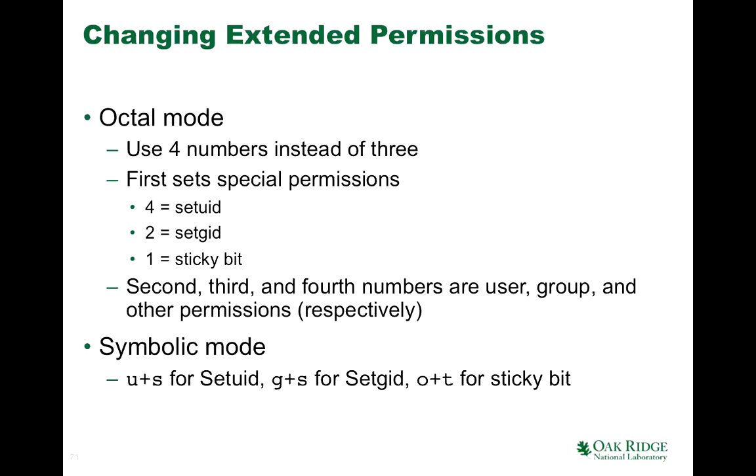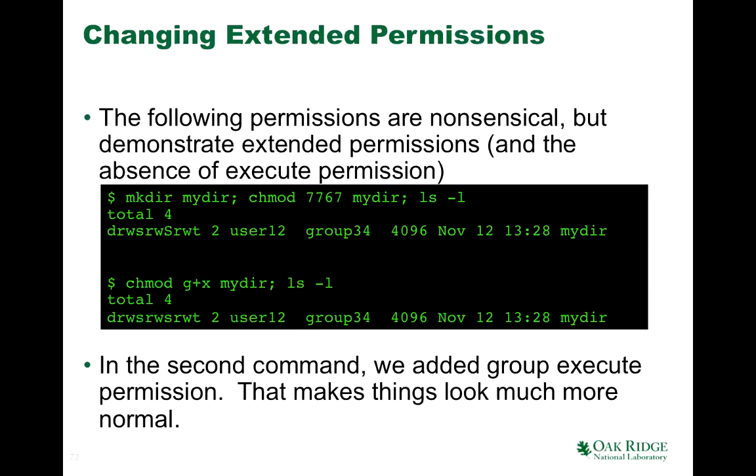In changing these extended permissions, you can do those again either with the octal mode or the symbolic mode. With the octal mode using numbers, you'll use 4 numbers instead of 3. The first number simply represents the special permissions, and I have what the 4, 2, and 1 stand for listed in the slide. Then the second, third, and fourth numbers in this 4-digit octal number simply represent your user, group, and other permissions. So again, here I have an example, and full disclosure, these permissions don't necessarily make that much sense, but they're great to use as an example.